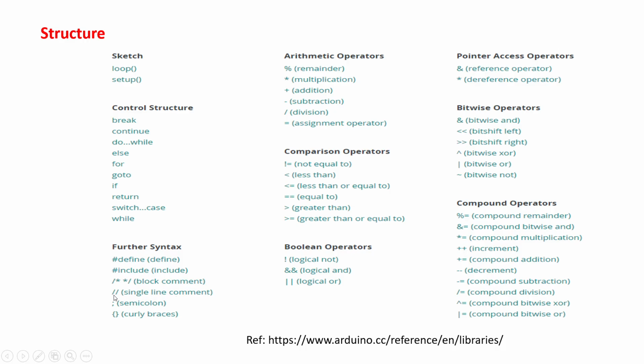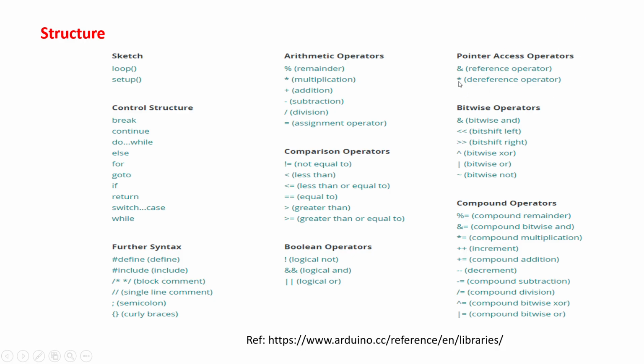Next, for single line comment, double slashes you are going to use, semicolon for end of line. For opening of loops and conditional statements and all, we are going to use curly brackets similar to C and C++ programming. Now coming to the types of operators: arithmetic operators, comparison operators, Boolean operators, pointers.